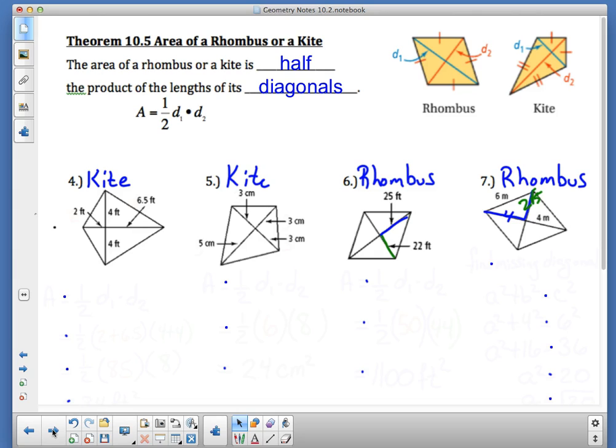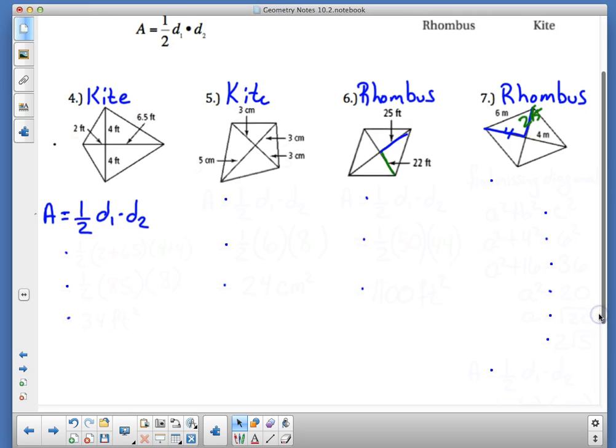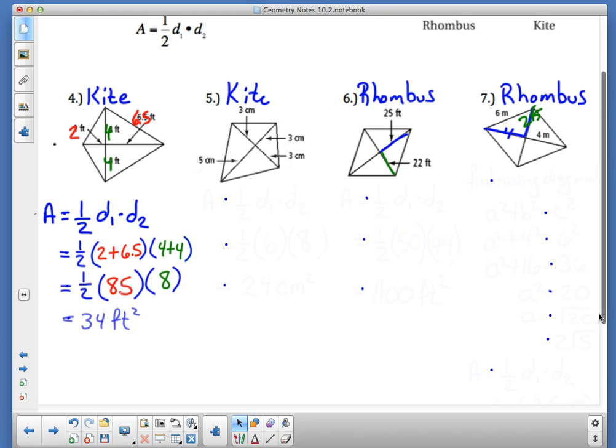Okay, now, you ready? The hardest part of this isn't the fact that, oh, that's a diagonal and that's a diagonal. It's what is 2 plus 6.5? It is 8.5. And what is 4 plus 4? It is 8. Those are the 2 hardest things because people have a tendency to multiply for some reason, and I've seen it happen hundreds of times, so make sure you're careful. But once you add those 2 different pieces of the diagonal together, you multiply, divide by 2, and you're golden, 34 feet squared.